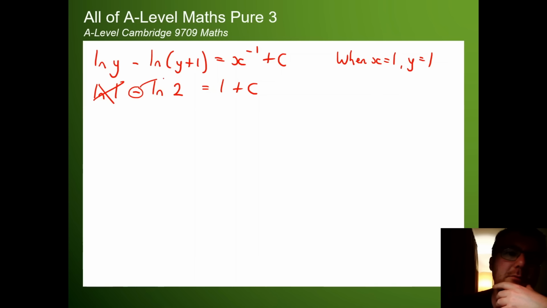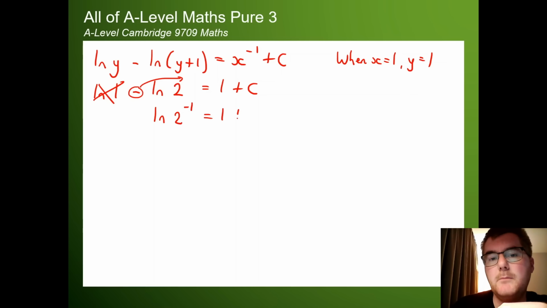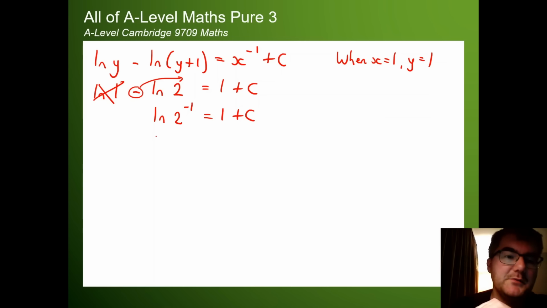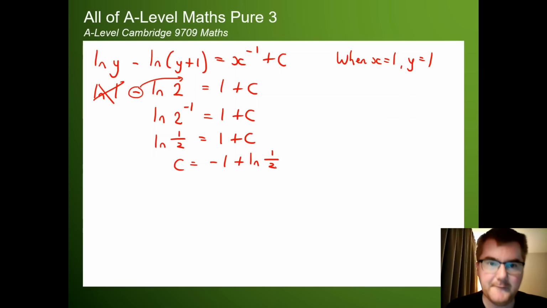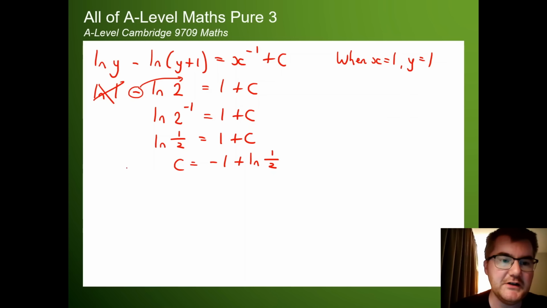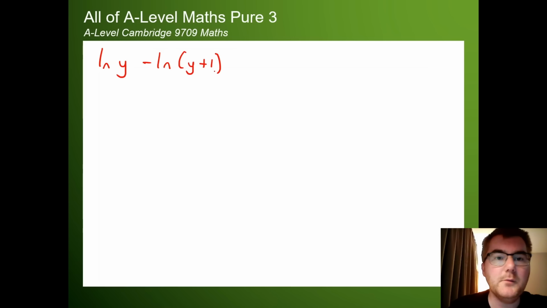And the minus here we can bring to the back, and that gives us natural log of 2 to the power of minus 1 equals 1 plus c. And natural log of 2 to the power of minus 1 is the natural log of a half equals 1 plus c. And therefore c itself is equal to minus 1 plus the natural log of a half. So if we put that back into our equation here, we're then going to get, I'm going to need more space, the natural log of y minus the natural log of y plus 1 is equal to x to the power of minus 1, and then what we just did, so minus 1 plus the natural log of a half.